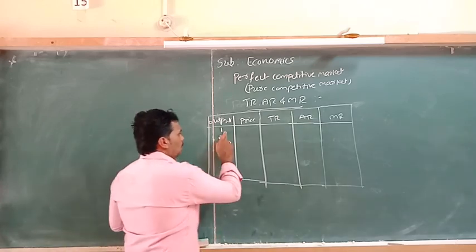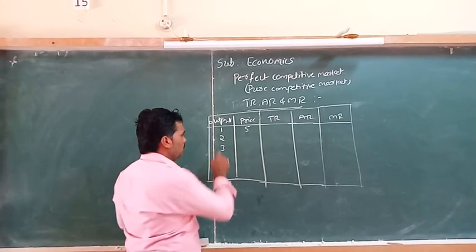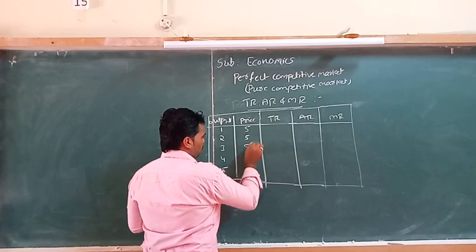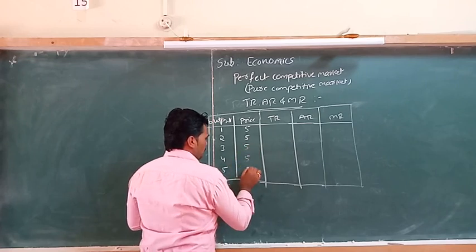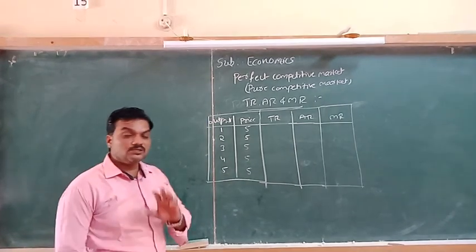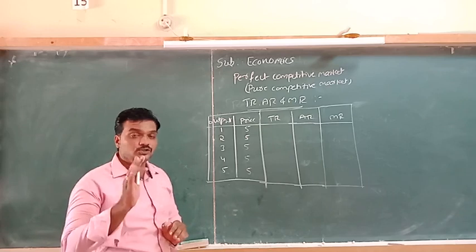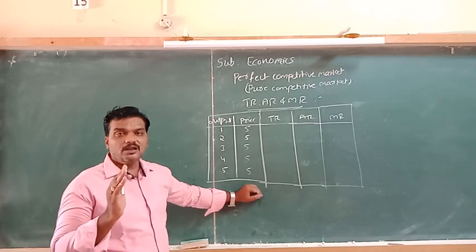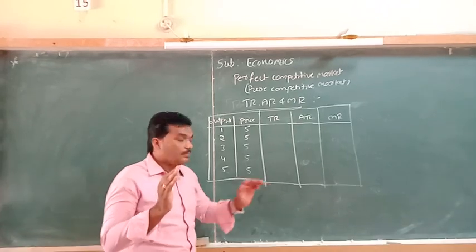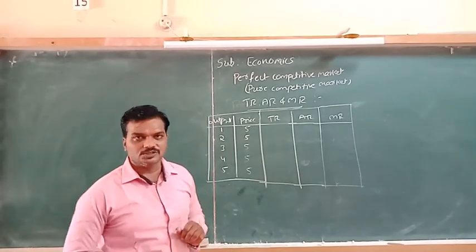At output 1, the price is 5 rupees. At output 2, the price is the same, 5 rupees. Output 3, 4, and 5 units, the price is 5. The price will not vary, it is constant at all levels of output. Observe this table, this table preparation can be asked for 5 marks as an assignment-oriented question.